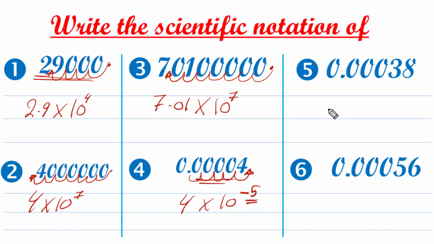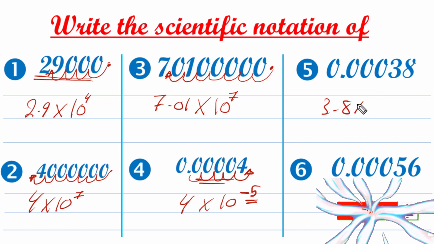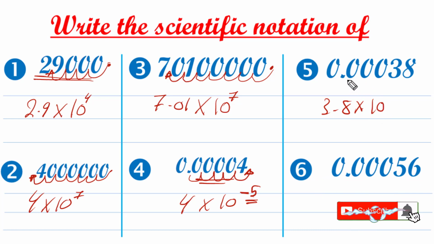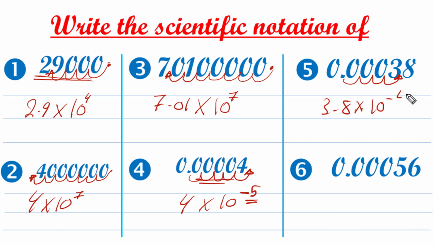Next, it will be 3.8 times 10 raised to the power. Ask yourself, 1, 2, 3, 4. Now the power is negative 4. Next, 5.6 times 10 raised to the power. 1, 2, 3, 4. Now 10 raised to the power negative 4.